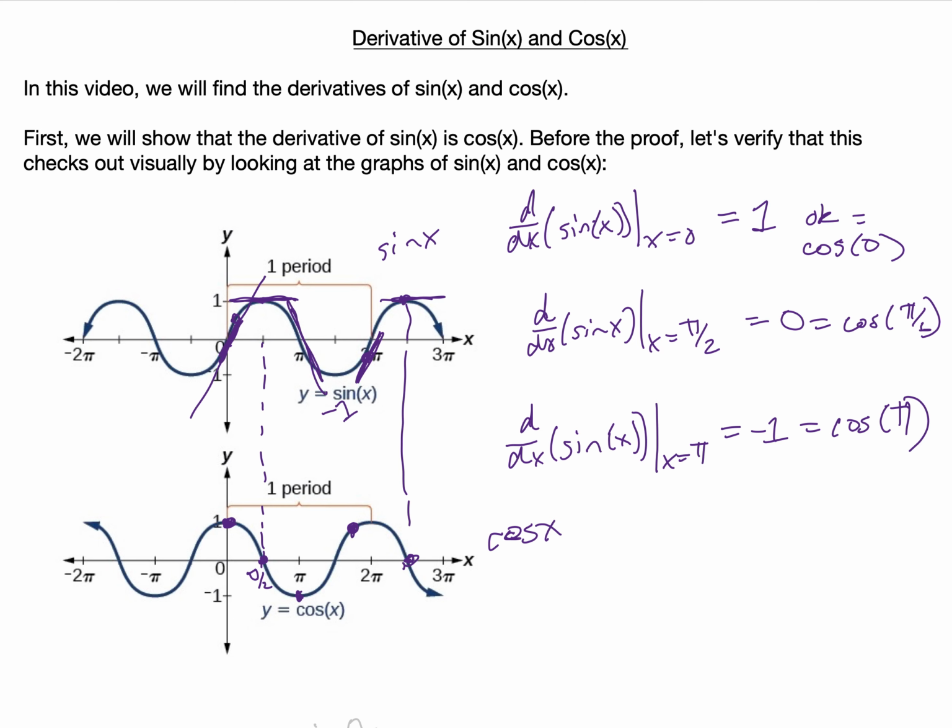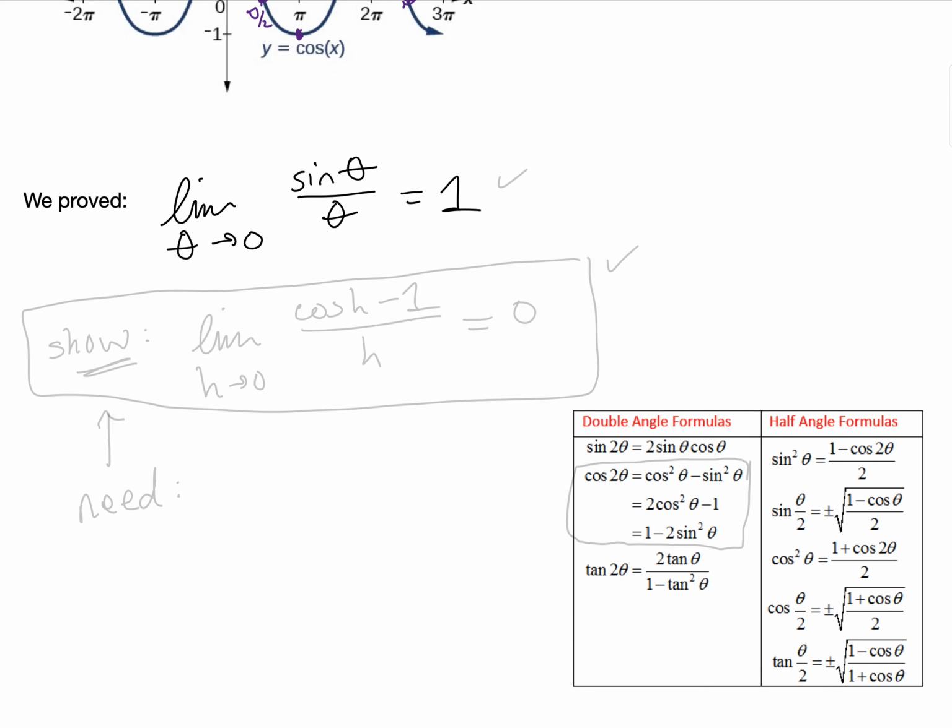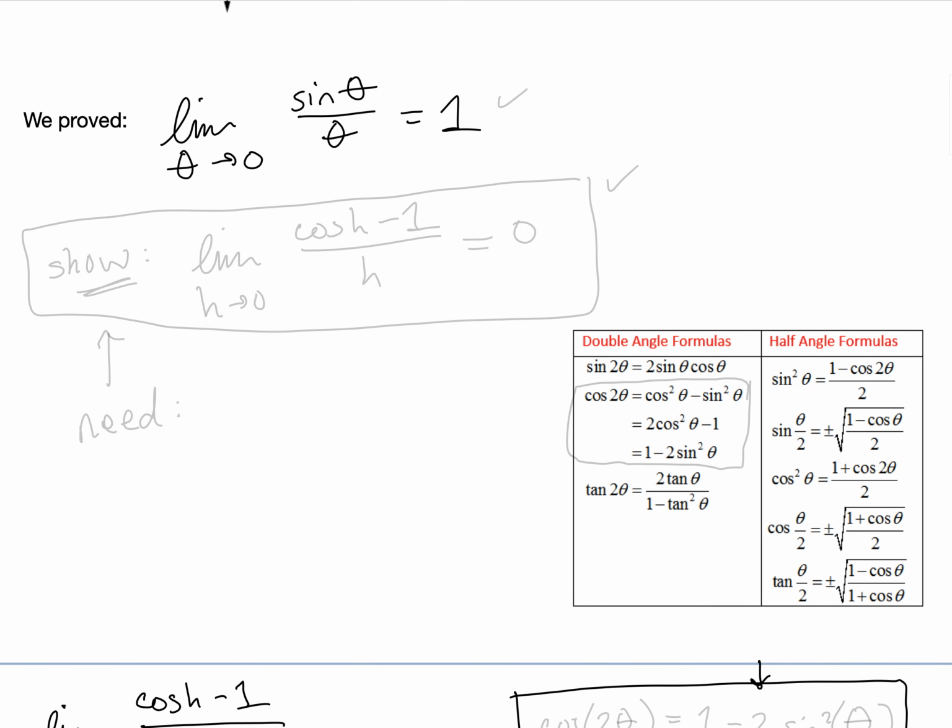So recall that previously we proved that the limit as theta goes to 0 of sine of theta over theta is equal to 1. We're going to use that in the proof that the derivative of sine of x is cosine of x. We're also going to use a couple of trig identities to prove this. And we want to first show, in order to help us do the overall proof, that the limit as h goes to 0 of cosine of h minus 1 over h is equal to 0.